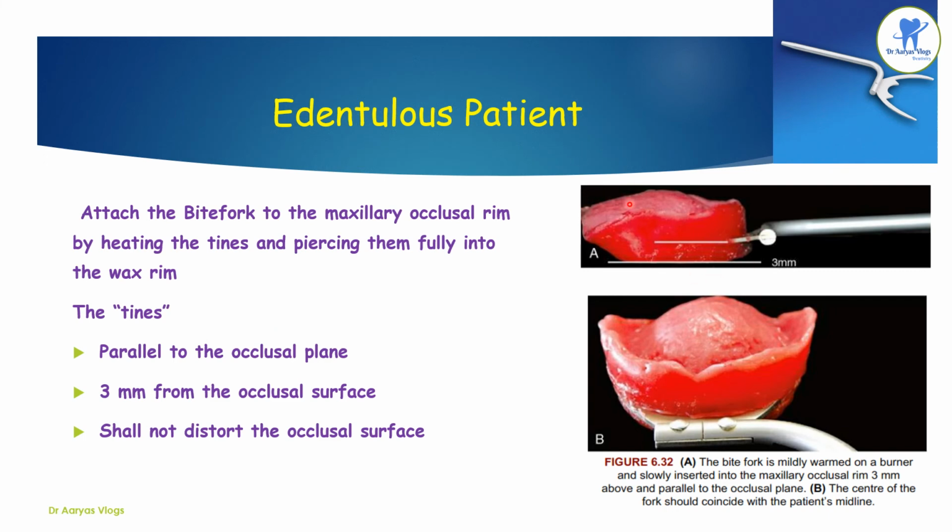So here the bite fork is attached to the maxillary occlusal rim by heating the tines and piercing them fully into the wax rim. These tines are parallel to the occlusal plane, 3 mm from the occlusal surface, and it shall not distort the occlusal surface. So the bite fork is mildly warmed on a burner and slowly inserted into the maxillary occlusal rim, 3 mm above and parallel to the occlusal plane. The center of the fork should coincide with the patient's midline. Here this is the patient's midline and this is the center of the fork which coincides with the patient's midline.